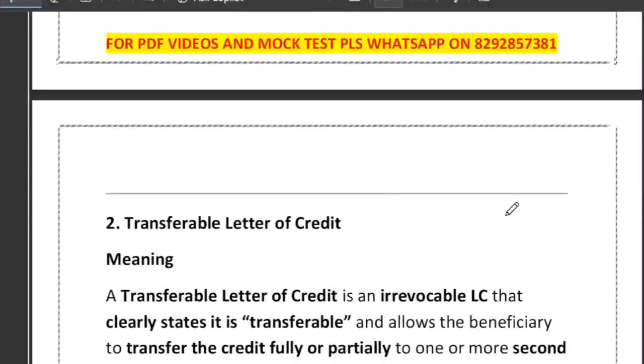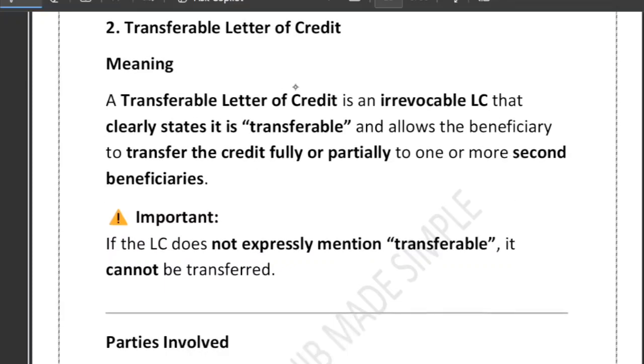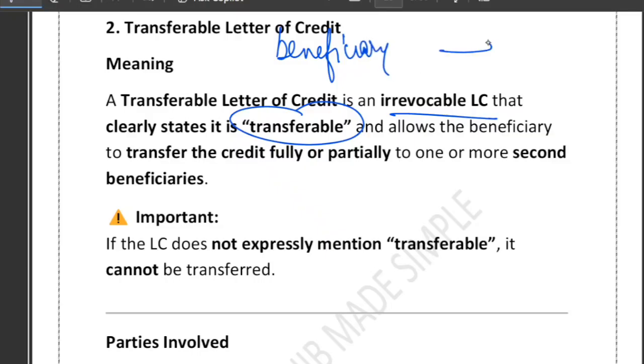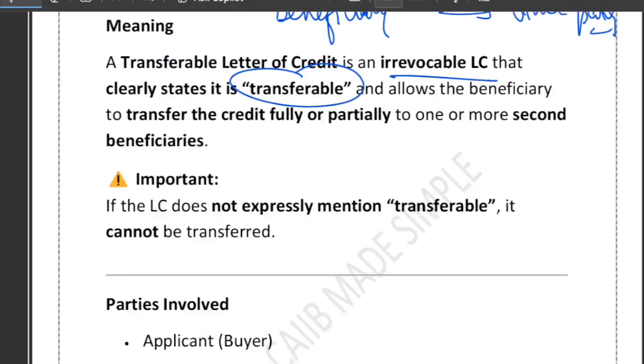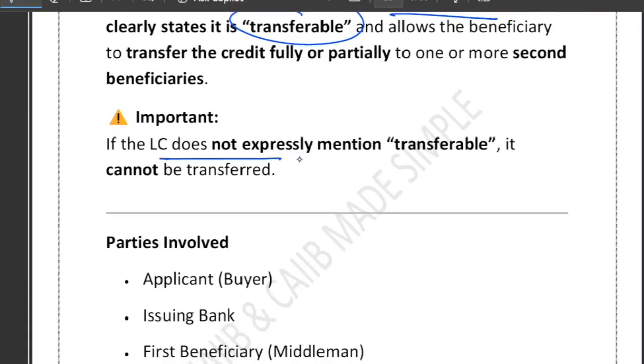If we talk about the transferable letter of credit, it is a kind of irrevocable LC, first point. And it clearly states that it is transferable, which means allowing the beneficiary to transfer it fully or partially to another party. So the beneficiary can transfer this letter of credit to another party, right? The golden rule for the exam is that if the LC does not expressly mention transferable, it cannot be transferred.